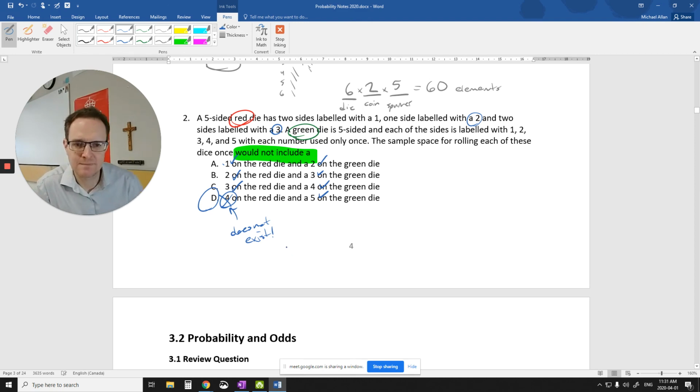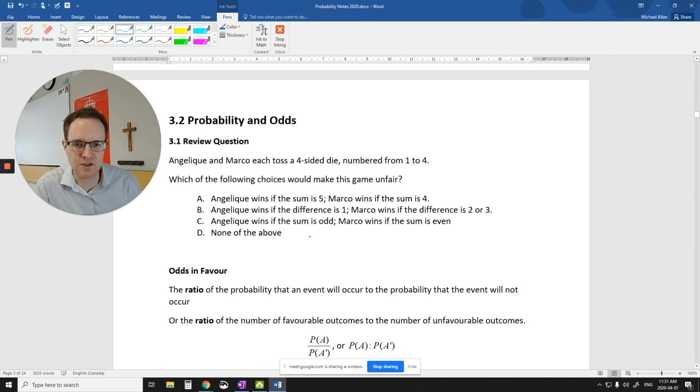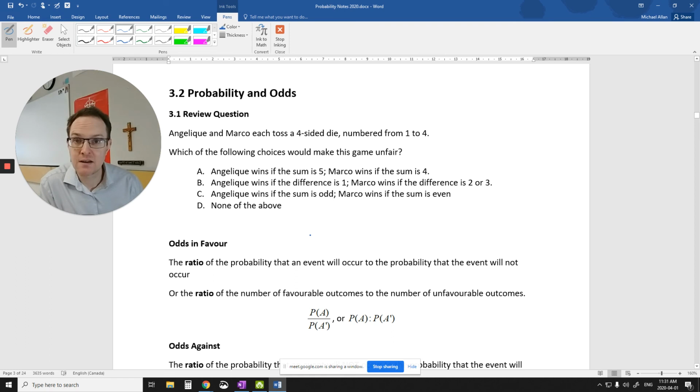Okay, so the next video, what we're going to do here, we're going to be talking about odds, the different types of odds, and how we represent odds in favor and against. But that's the next video.